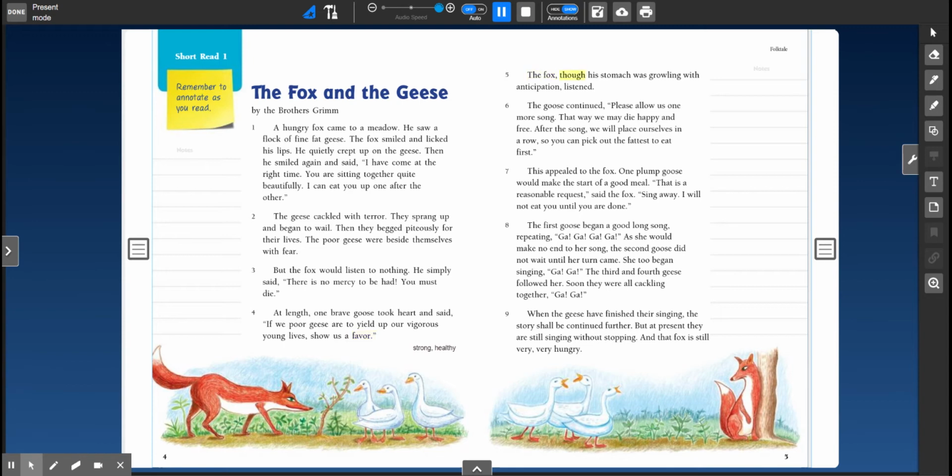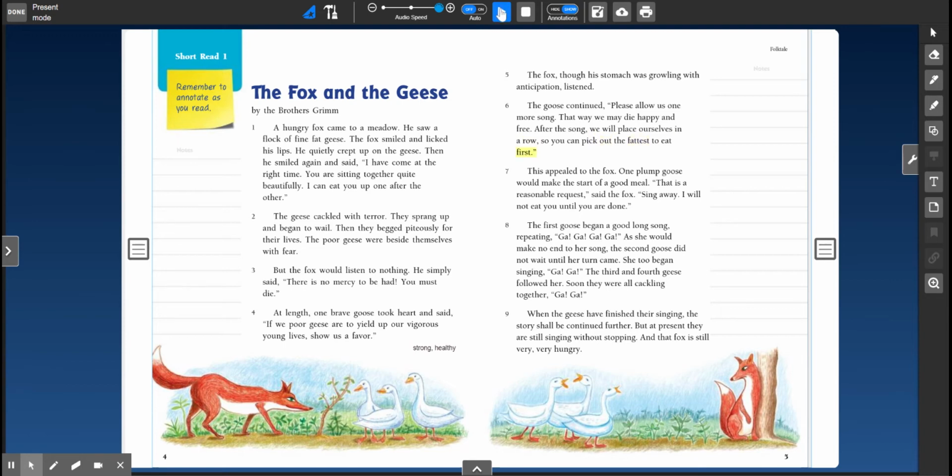The fox, though his stomach was growling with anticipation, listened. The goose continued, "Please allow us one more song. That way we may die happy and free. After the song, we will place ourselves in a row so you can pick out the fattest to eat first."